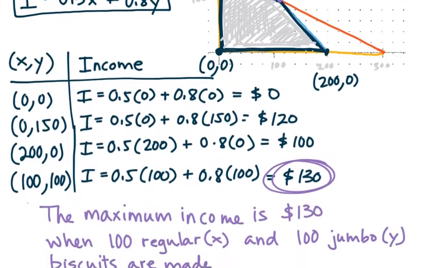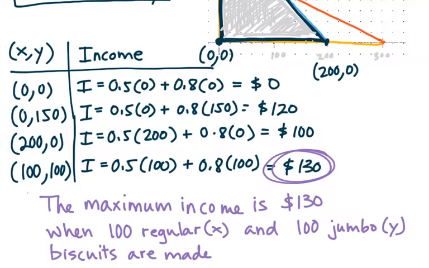So the way we might write our solution, the maximum income is $130, and that again is when 100 regular, because x represented regular, and 100 jumbo biscuits were made. And normally somebody says, well, Miss Stein, you had 300 ounces of flour. Why wouldn't you have just made 300 regular biscuits, since regular biscuits only require 1 ounce of flour? But you have to keep in mind, we have that other constraint. You can only bake 200 biscuits per day.